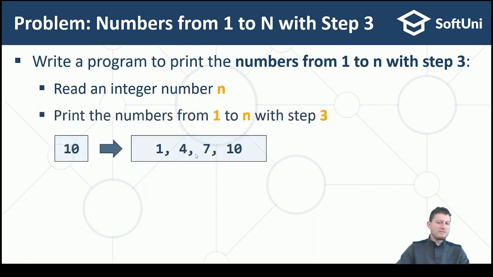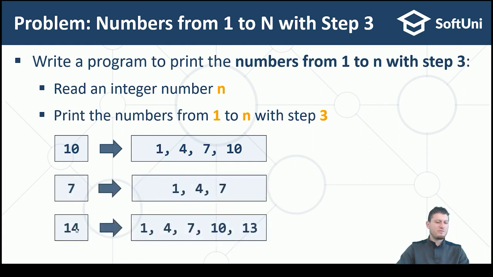1, 4, 7, 10, if the input is 10. If the input is 7, 1, 4, 7. If the input is 14, the output is 1, 4, 7, 10, 13. Numbers 1 to n, step 3.